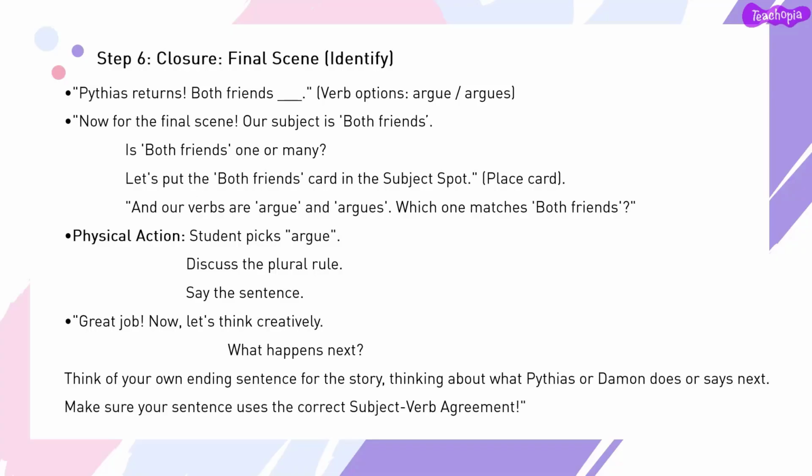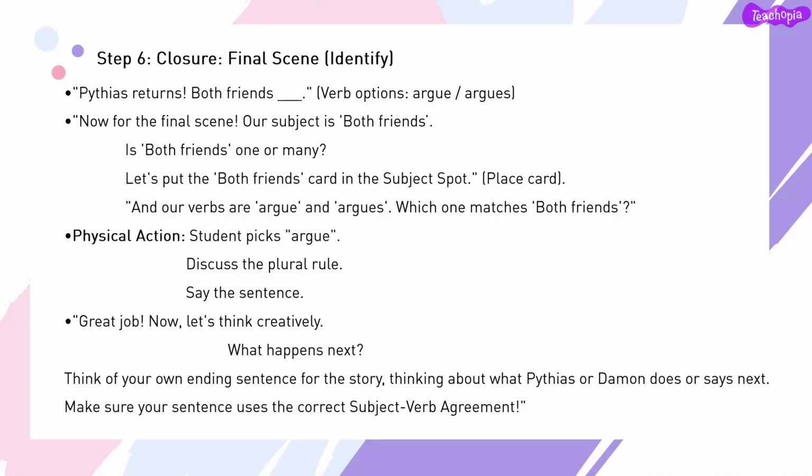Now for the final scene, the sentence here is: Pythias returns. Both friends dash. The verb options are argue, argues. Our subject is both friends. Is both friends one or many? Let's put the both friends card in the subject spot. And the verbs are argue and argues. Which one matches both friends? Student picks argue. Discuss the plural rule. Say the sentence. Great job.